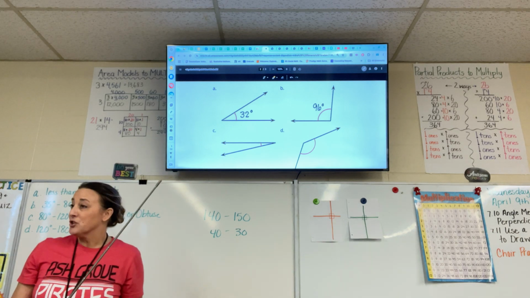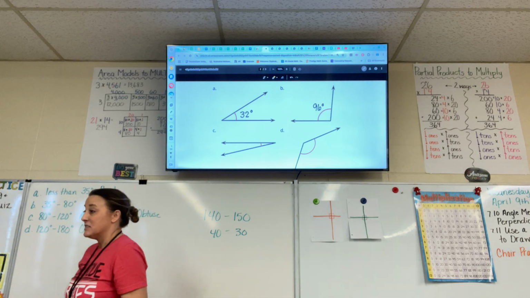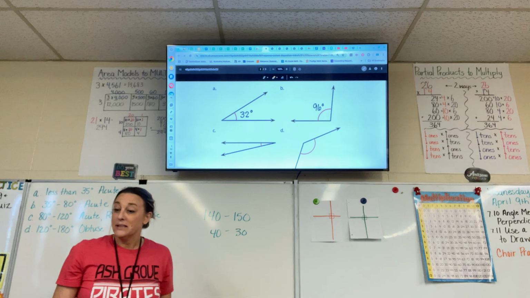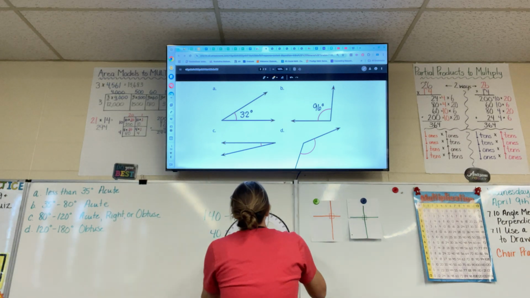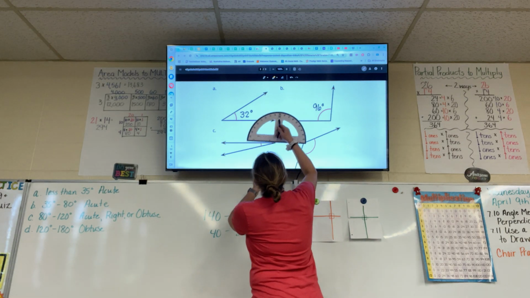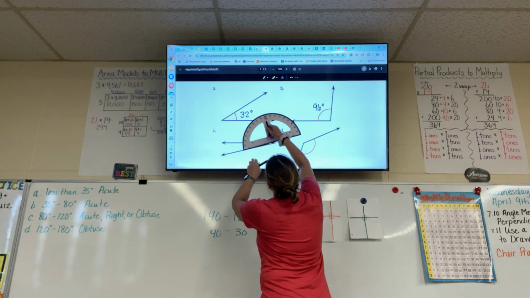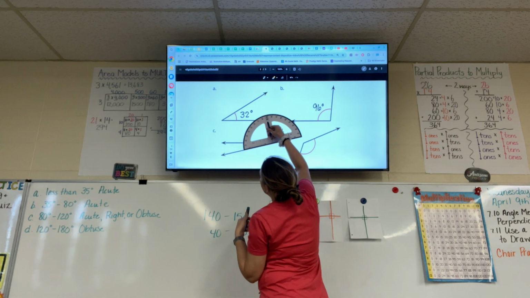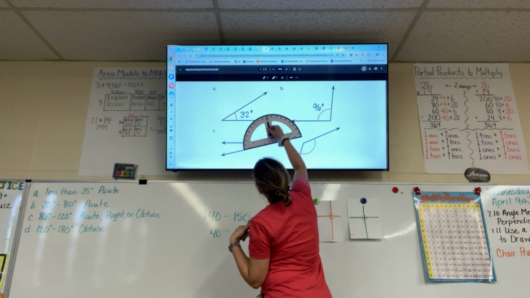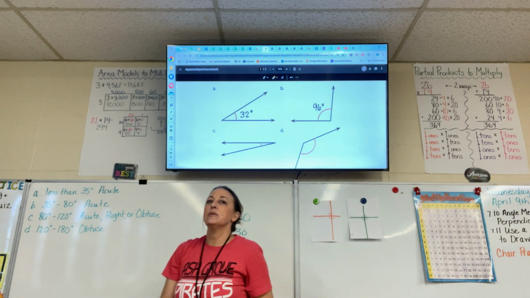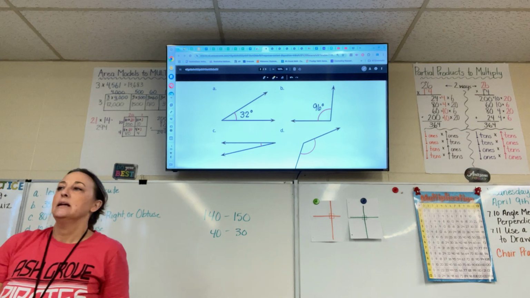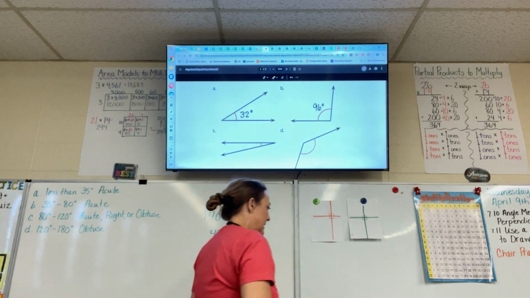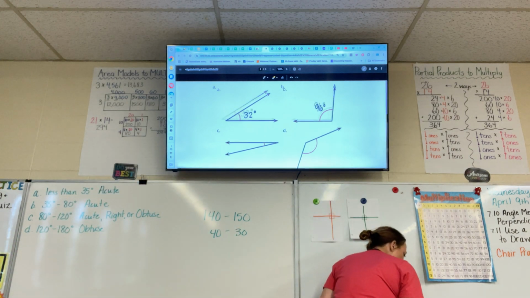So when we measure it, if we get a number that's bigger than 32, then we know we did something wrong. So we're going to take our protractor, put it on the vertex point, line it up with the bottom of the ray. This is pointing on mine halfway between 10 and 20. What number is halfway between 10 and 20, Jackson? 15. So this is a 15-degree angle.